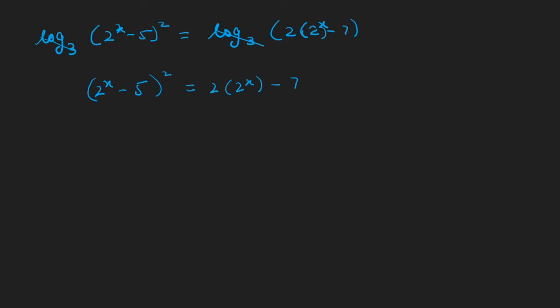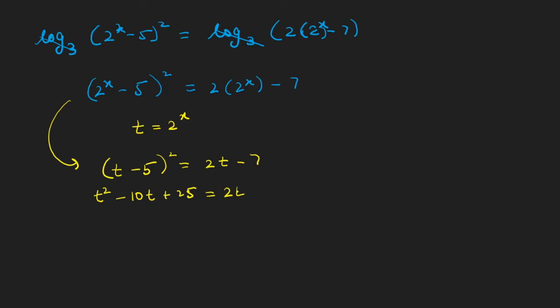Okay, now what I'm going to do here is make a substitution. The substitution that I'll make is t is equal to 2^x. Now, if we do that, what we get is (t minus 5) whole square is equal to 2t minus 7. Okay? Now, again, let's evaluate this. So we get t squared minus 10t plus 25 is equal to 2t minus 7. Let's simplify this a bit more. We get t squared minus 12t plus 32 is equal to 0.